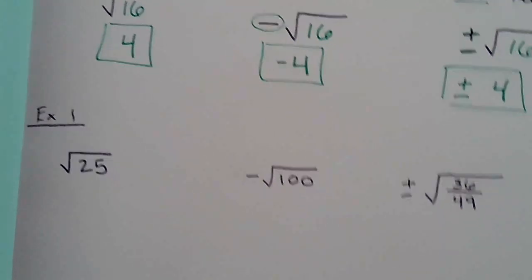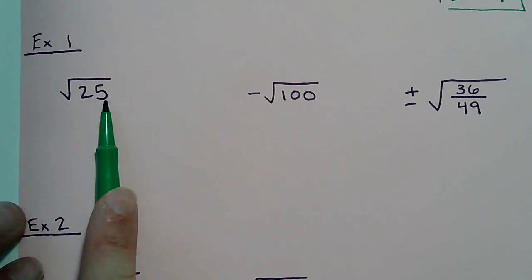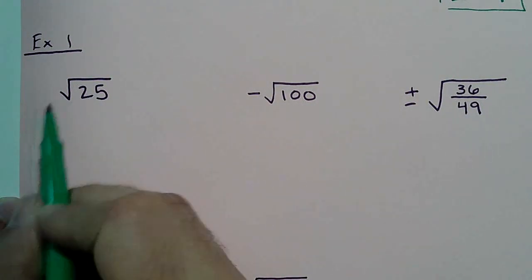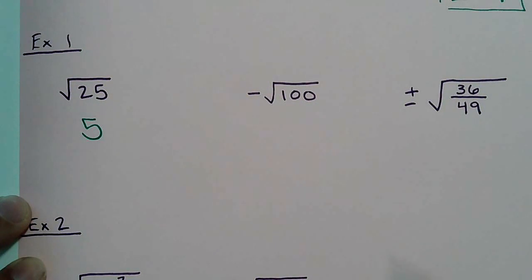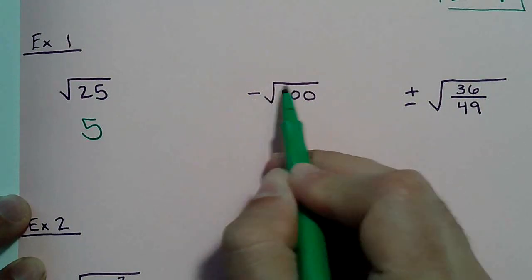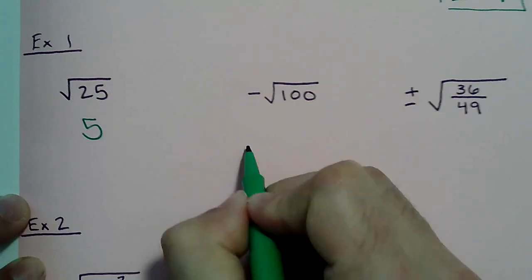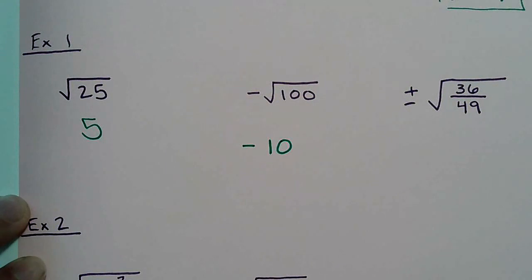All right, let's take a look at a couple examples. So in this one, square root of 25. It's referring to the positive square root because there's nothing in front of the radical. So this answer would just be 5. The negative square root of 100 is referring to the negative root based on that symbol. So I'm going to keep that negative sign and think of what times itself makes 100, and that's 10.